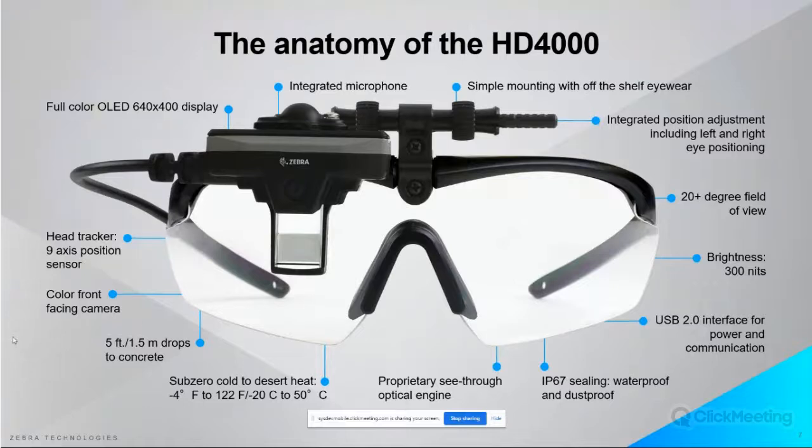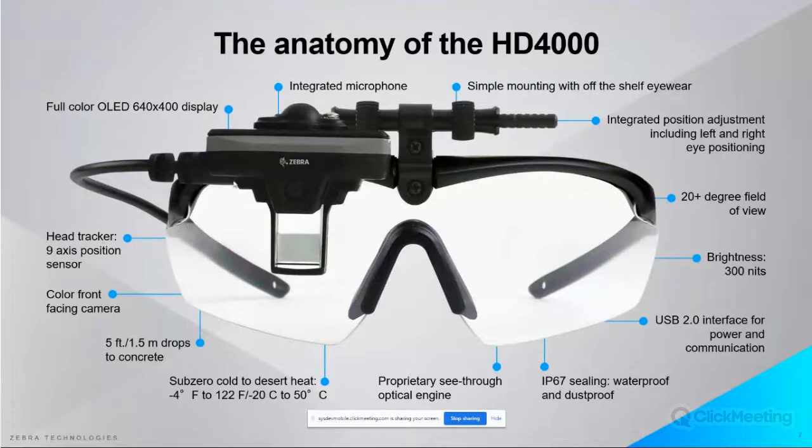In terms of fit for purpose in enterprise, 5-foot drop, sub-zero temperatures as well, and IP67. So I think that's pretty good. In this instance here, this is the standard product, which is fitted on a pair of ESS crosshair ballistic safety glasses. They come as standard with the solution.